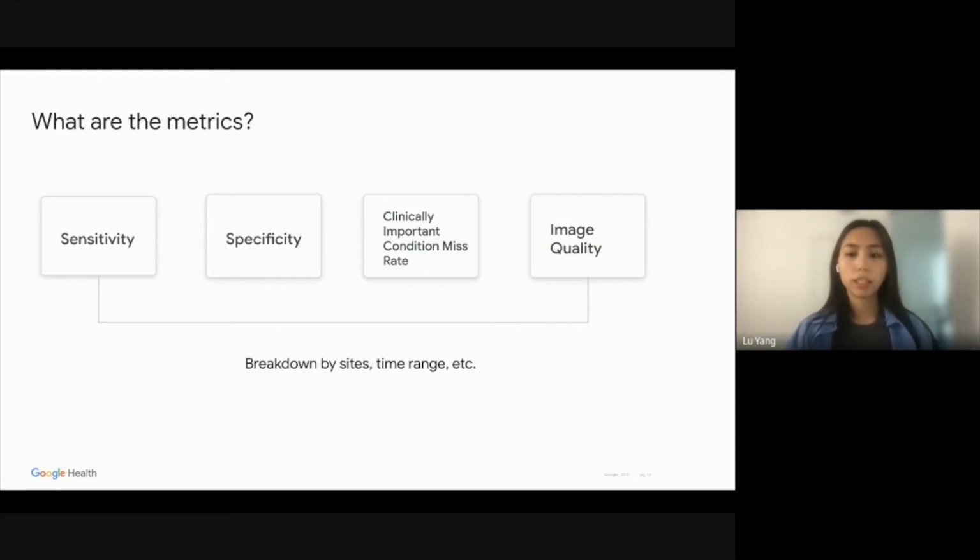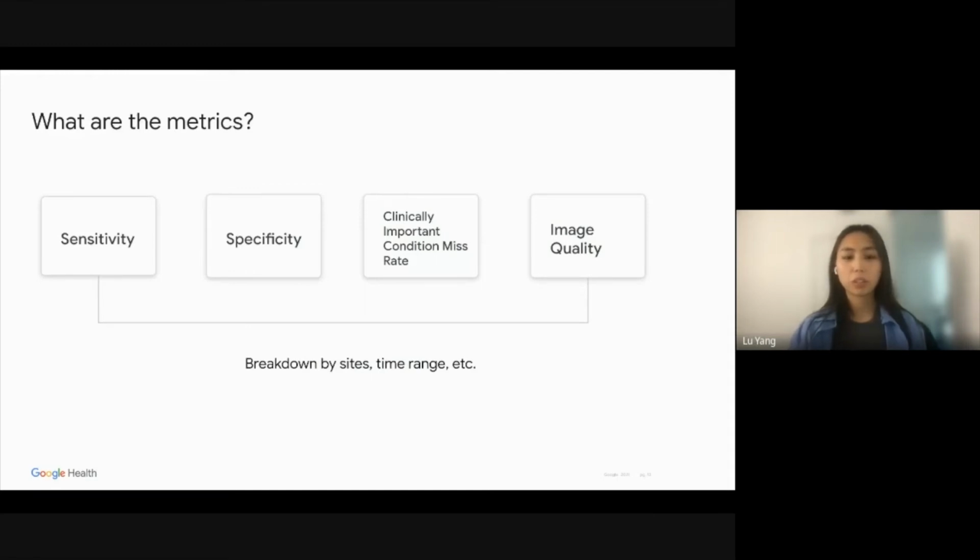Finally, image quality. Image quality is important for us, as you will see in a case study later in the presentation. Low image quality, such as lesions blocked by artifacts, can cause the model to make incorrect predictions. So we want to monitor image quality so that we can identify sites that have variations and work with them to improve imaging technique. Additionally, we also support breakdowns by dimensions, such as sites and time range, to get a finer grain view. And we'll talk about how we do this from a technical perspective in the later slides.